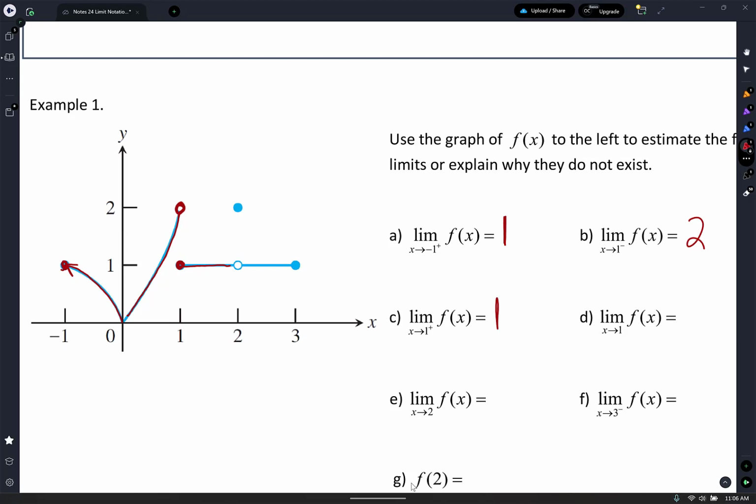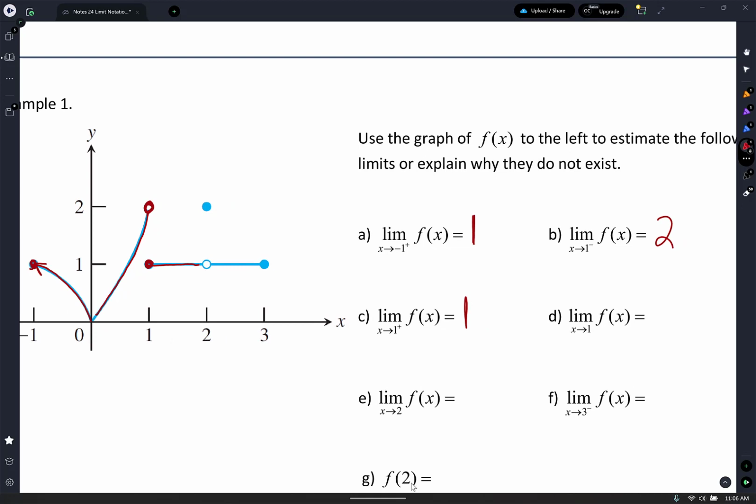All right, now notice letter D. It doesn't have a plus or a minus. It just says 1. Do I approach the same y value from the left and from the right? No, look. From the left, I approach 2. From the right, I approach 1. Do I approach the same y value? So then the limit does not exist. Does that make sense? I need to approach the same y value. See, from the left, I approach the value 2. From the right, I approach the value 1.